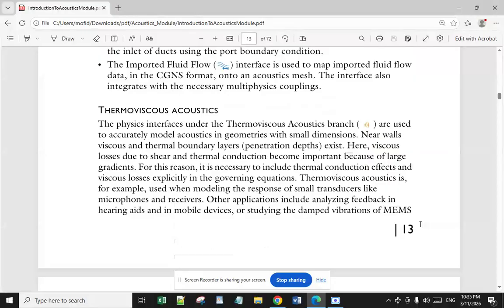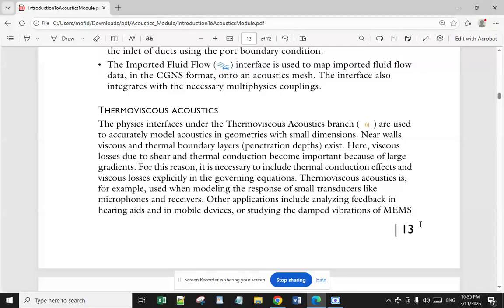Thermoviscous acoustics chapter. The physics interfaces under the thermoviscous acoustics branch are used to accurately model acoustics in geometries with small dimensions. Near walls, viscous and thermal boundary layer penetration depths exist. Here, viscous losses due to shear and thermal conduction become important because of large gradients. For this reason, it is necessary to include thermal conduction effects and viscous losses explicitly in the governing equations.